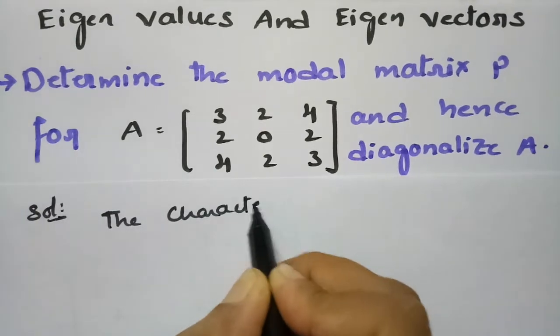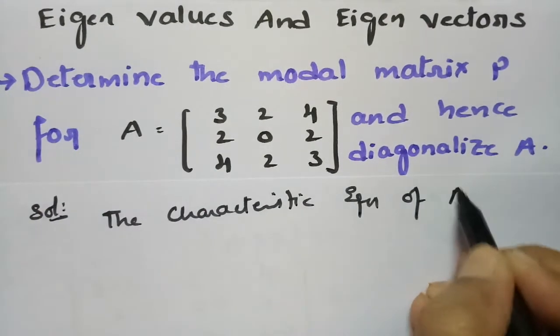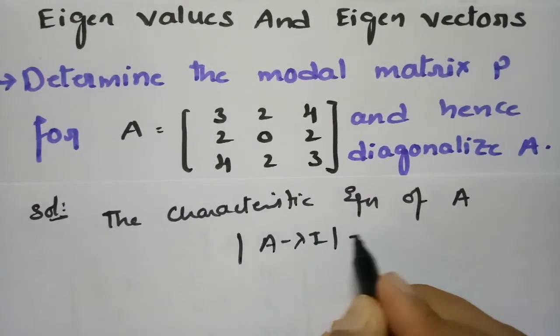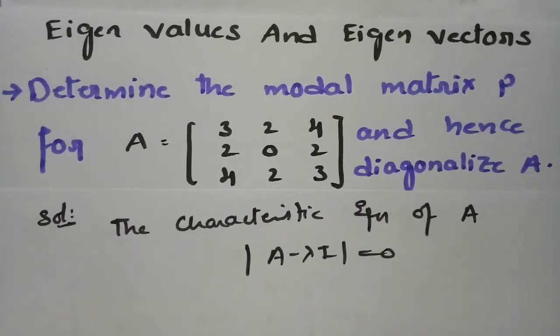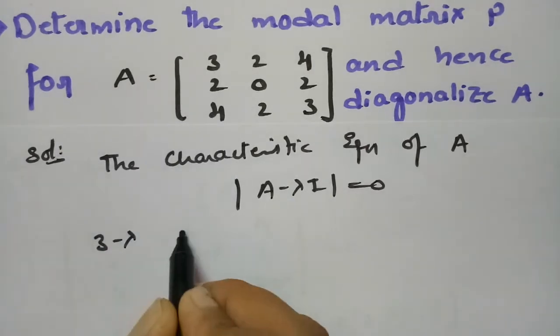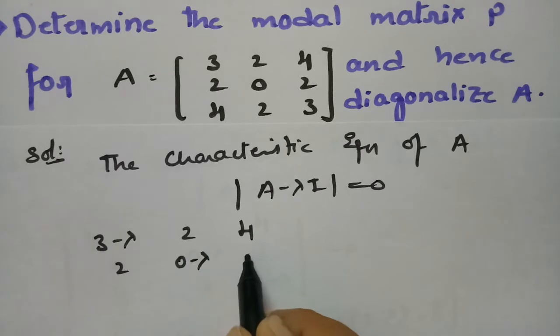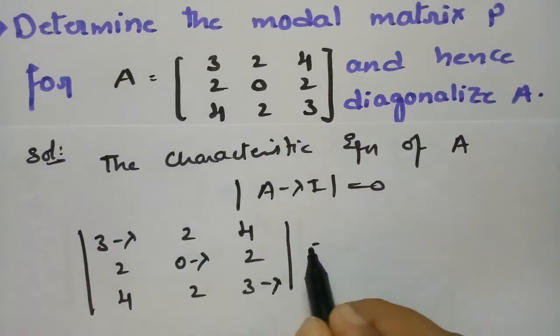So the characteristic equation of the matrix A is determinant of A minus lambda I equal to 0. So we have to subtract lambda from each and every diagonal element. That is 3 minus lambda, 2, 4; 2, 0 minus lambda, 2; and 4, 2, 3 minus lambda is equal to 0.